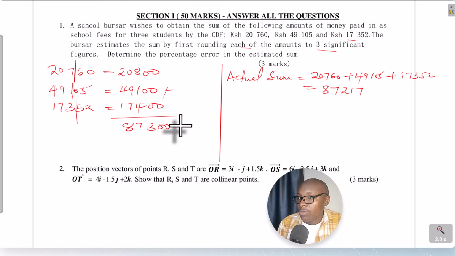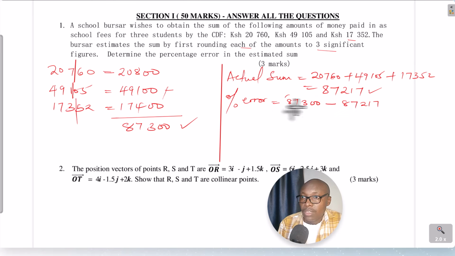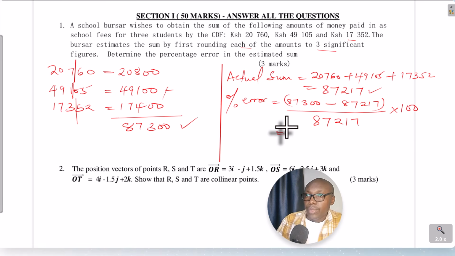So this is the sum after rounding off, and then we have the actual sum. To get the percentage error, we will get the error, which is 87,300 subtract 87,217. That is the estimated minus the actual, then divided by the actual, which is 87,217, and then we multiply by 100. So error divided by the actual sum, then multiply by 100.